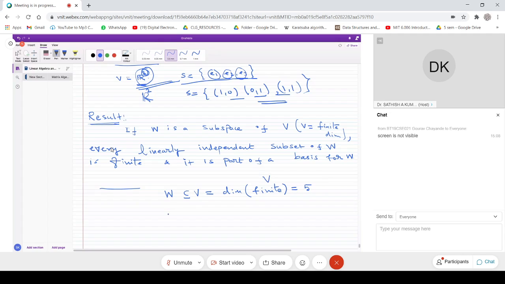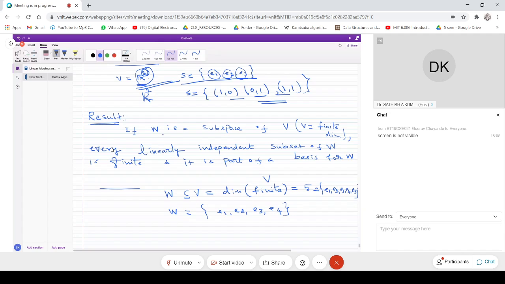But W is what? W is a subspace. So V is having 5 elements, let's say E1, E2, E3, E4, and then E5. But it is a subspace, so it can have less than that, or it can be equal also. So we'll take 4 elements: E1, E2, E3, E4. If it is a proper subspace, then it should be less than 5. A subspace means you can even take 5 vectors also. That is not an issue.